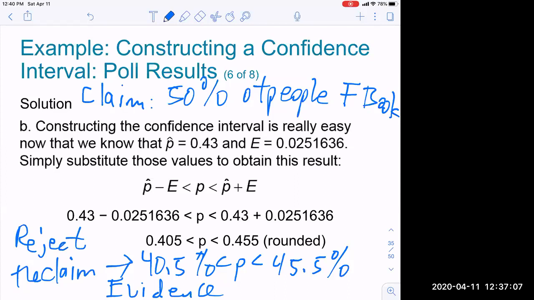In the next video, I'll do a few practice problems just to show you how quickly you can do this technique. And then I'll look at, suppose we want to be within a certain margin of error, what would our sample size have to be?